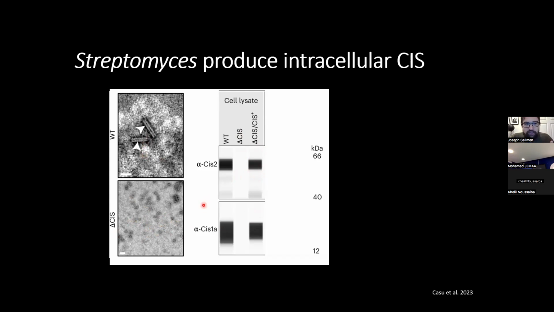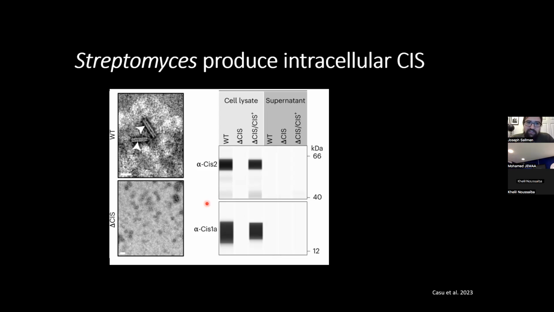But the thing we noticed that was very important is that I initially told you that we saw these based on the eCIS cluster, so they should be outside the cell. But when we look at the supernatants of streptomyces cultures, so when you just take the liquid that they're growing in, you never see these eCIS particles.